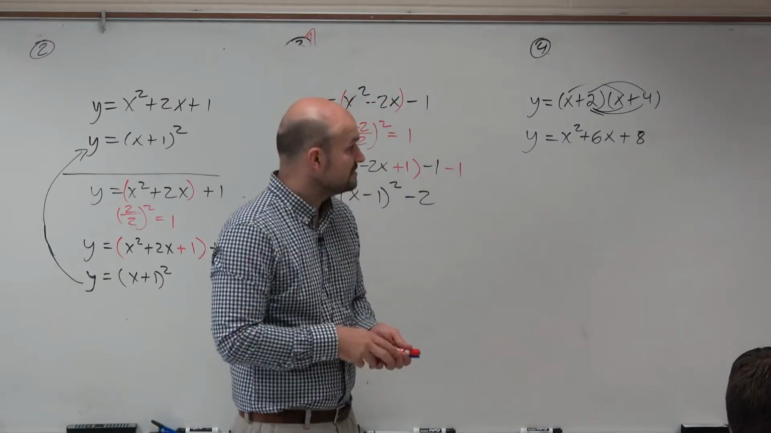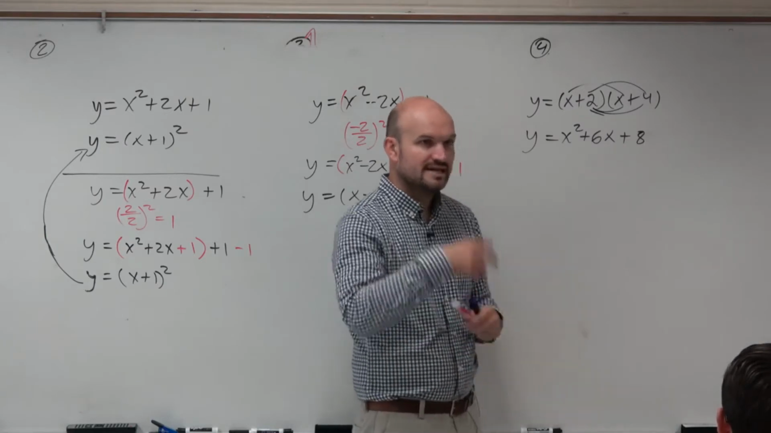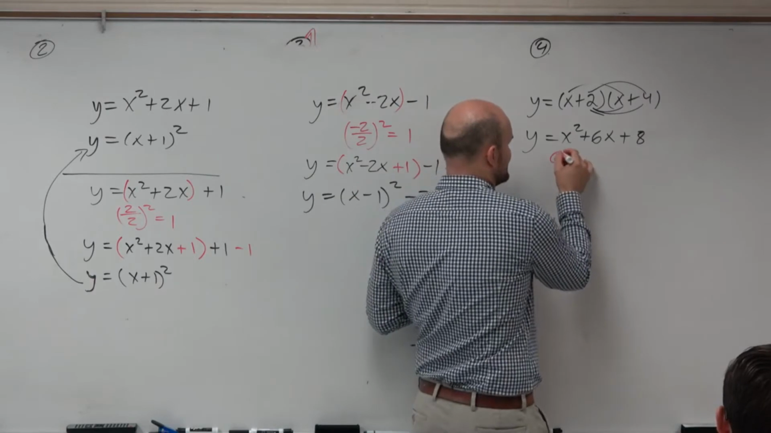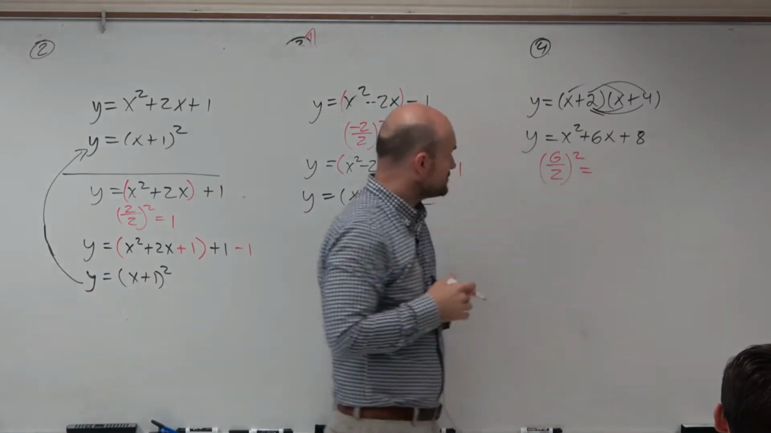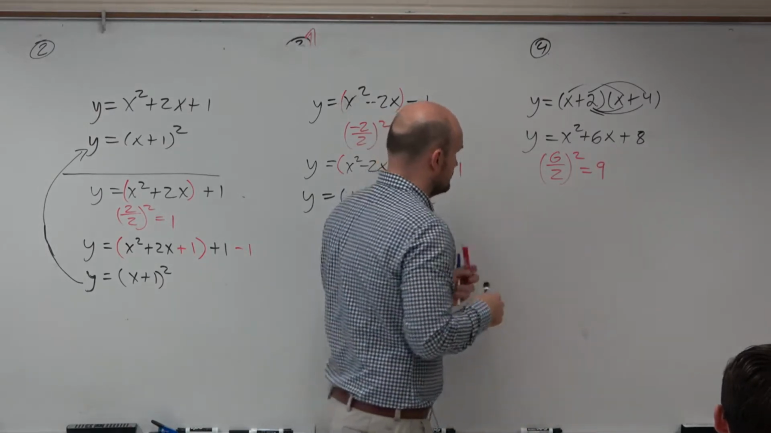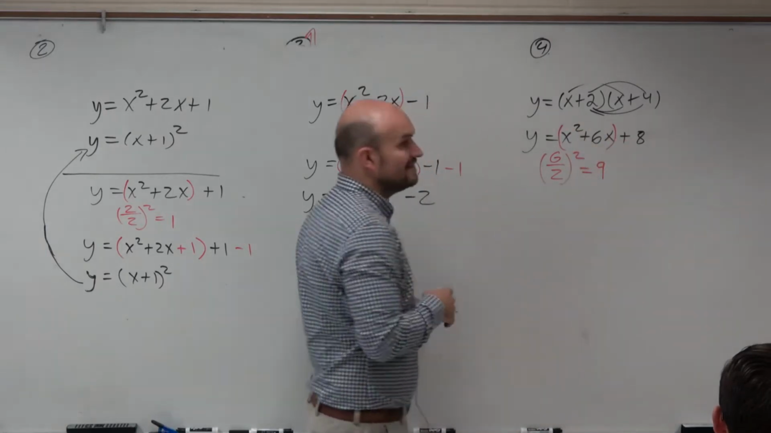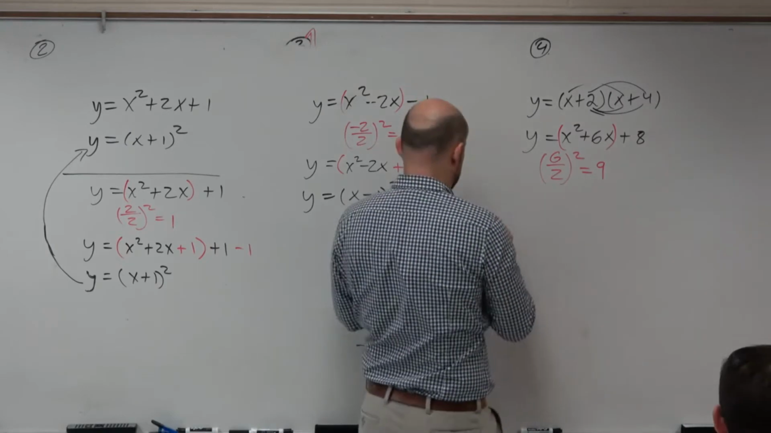So now in this case, I know this is not a perfect square trinomial. But what do we do? Take the middle term b, divide it by 2, and square it. So we're going to take 6, divide it by 2, and square it. 6 divided by 2 is 3. 3 squared is 9. Oh, I'm sorry. Group the first two terms. That's what we want to create a perfect square trinomial on, the first two terms.